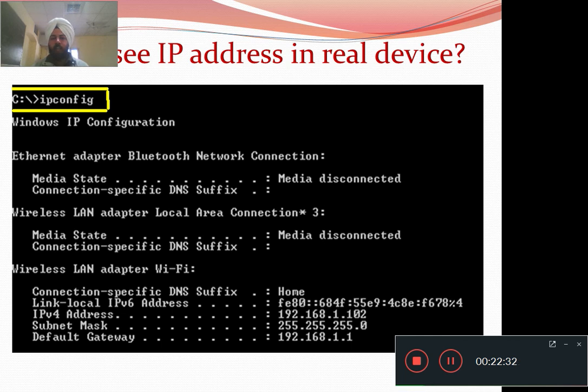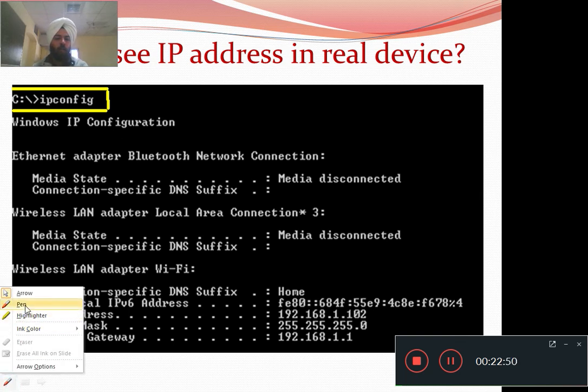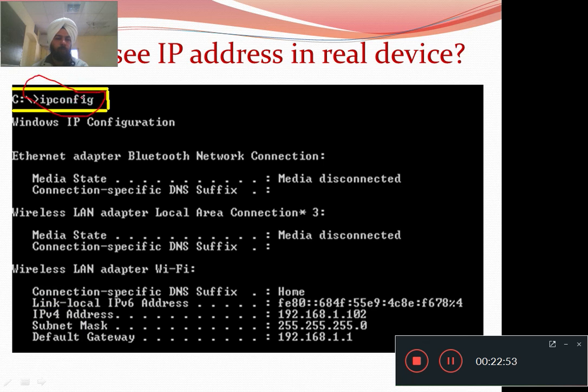Let's see the IP address in real devices. How can we see what the IP address is? Go to command prompt and write ipconfig, and this is IP version 4. You can see that our IP address is 192.168.1.102. This is the procedure to see the IP address of our computer.